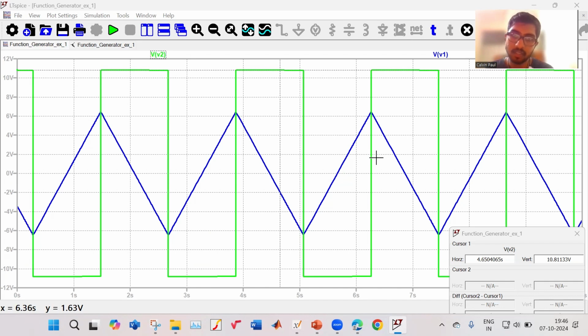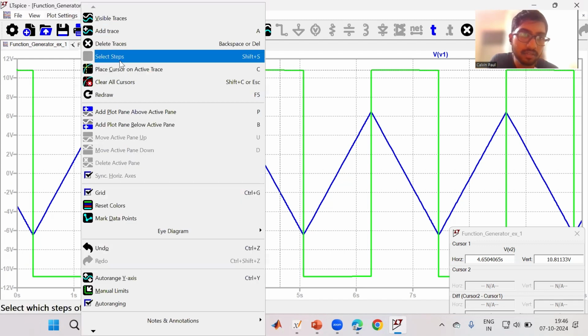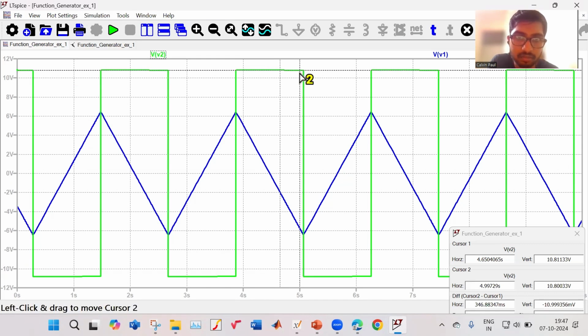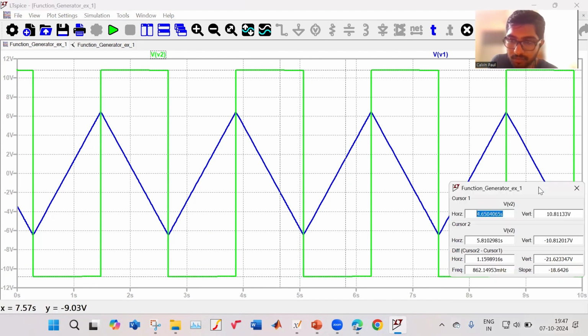Why? There is some drop that happens in the op-amp. So your output will not exactly be plus 12 or minus 12, it will be a little less than that. That's why in our case it is 10.8. And on the negative side, cursor 2 is here, it is actually minus 10.8.